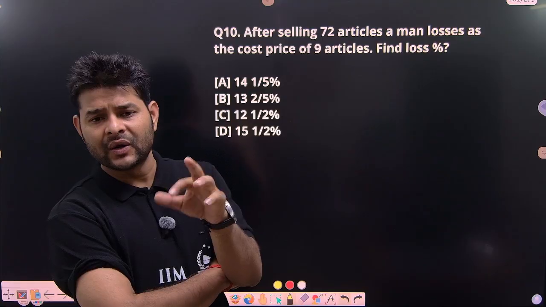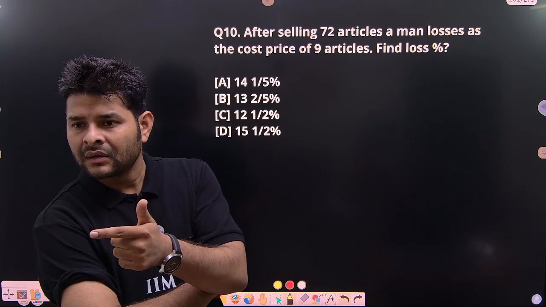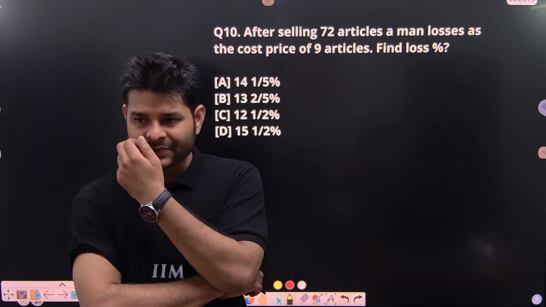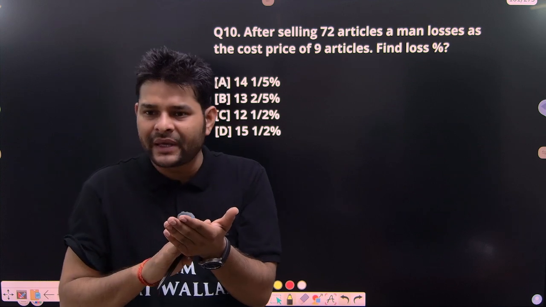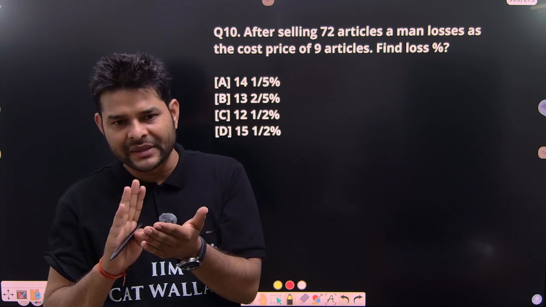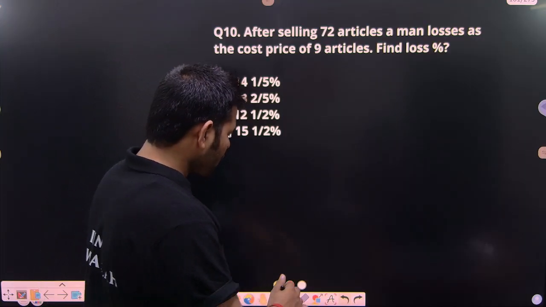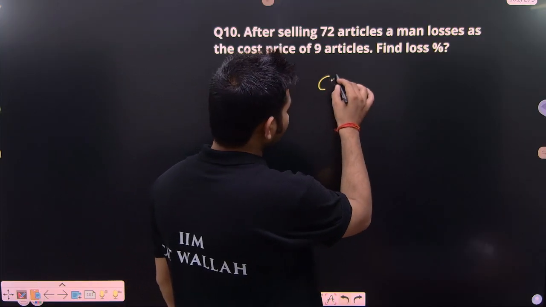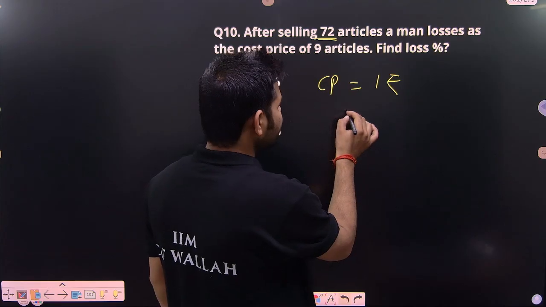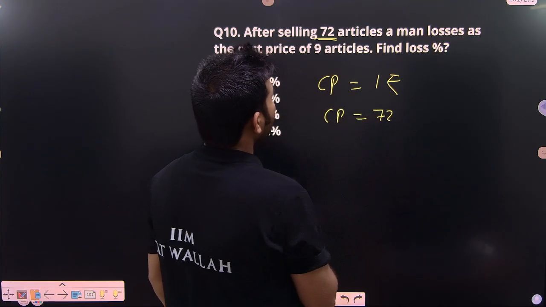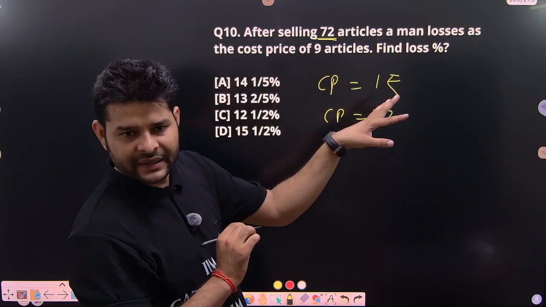What do I need to consider as 1 rupee, selling price or cost price? CP. The same concept I have explained, yes or no? If we have loss equal to CP, we need to consider CP as 1 rupee. If we have loss equal to SP, we need to consider SP as 1 rupee. So suppose CP of one article is rupees 1, so CP of 72 articles would be 72.